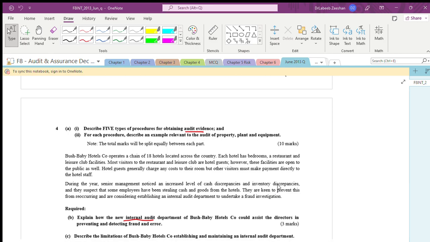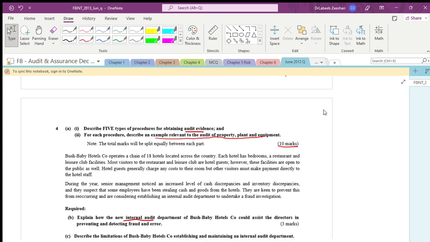Now, what do they say? They make it very clear. Describe 5 types of procedures to obtain the evidence. For each procedure, describe a relevant example with respect to property, plant and equipment. Now it is for 10 marks. What are the 5 procedures to get audit evidence?